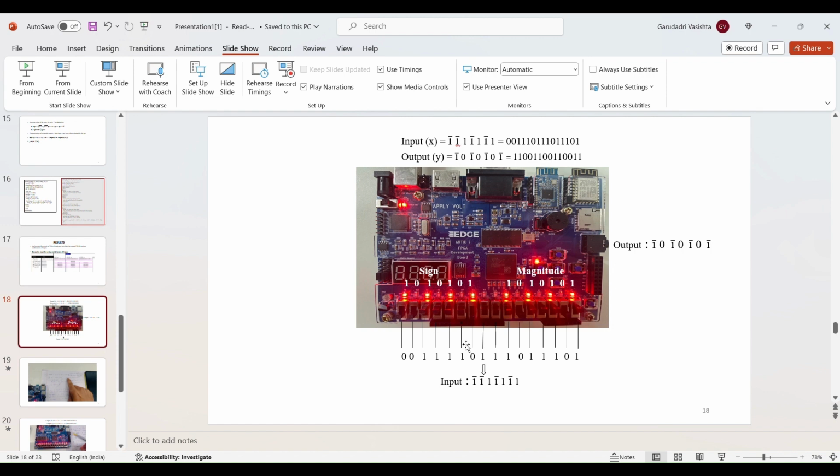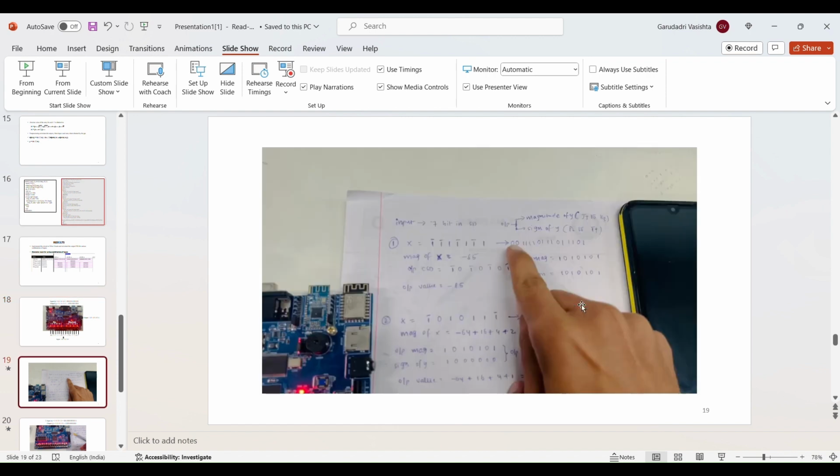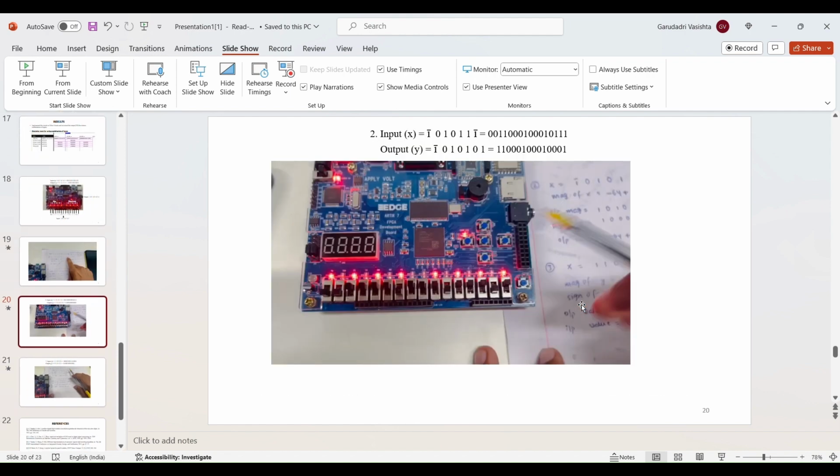Here we have given a random example: 1 bar 1 bar 1 1 bar 1 1 bar 1. Here 1 bar is 1 1, and 1 is 0 1. Like that we have given the input through sliding switches, and the first 7 LEDs represent the magnitude, and the last 7 LEDs represent the sign of the output. Similarly, this is one example of how we have implemented this.